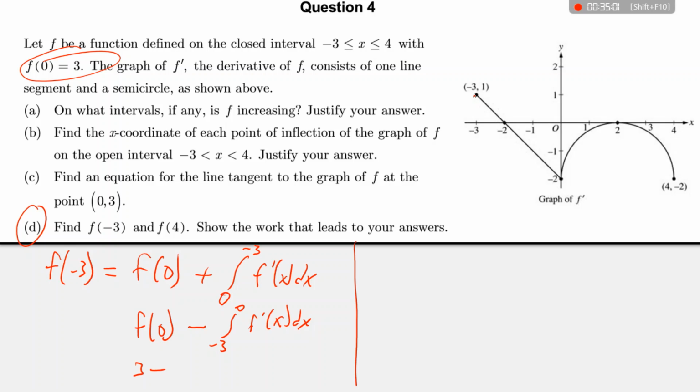So that integral is my area underneath the curve from -3 to 0. I've got two triangles in that interval. This first triangle is a 1 by 1 triangle. The second triangle is a 2 by 2 triangle. So this area is going to be 1/2 of 1 times 1, so this area is positive 1/2. This area is 1/2 of 2 times 2, which is -2.